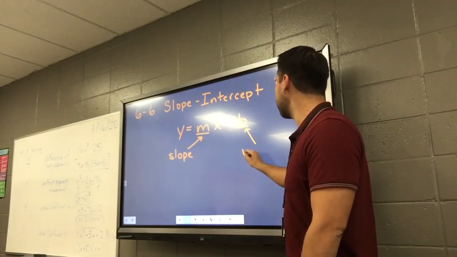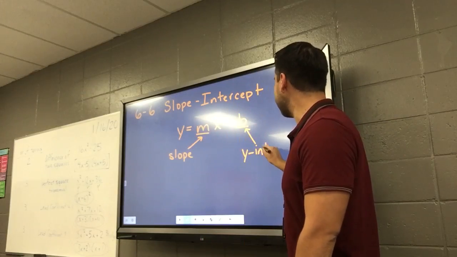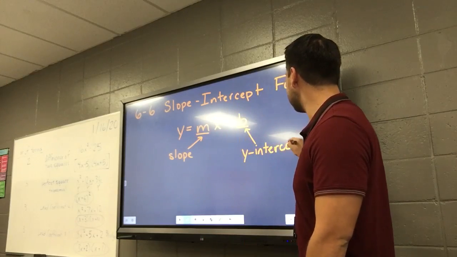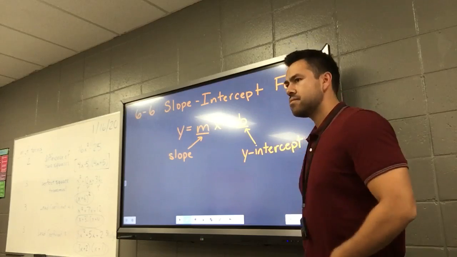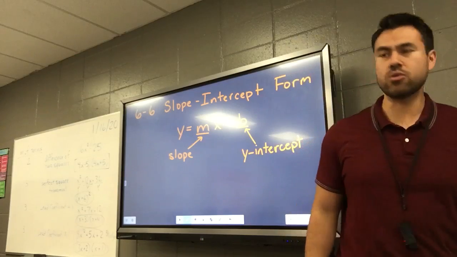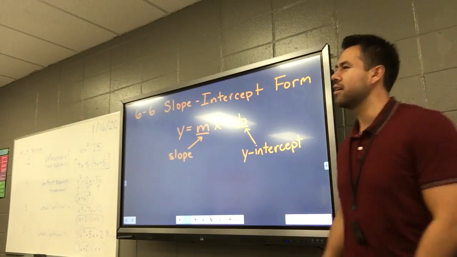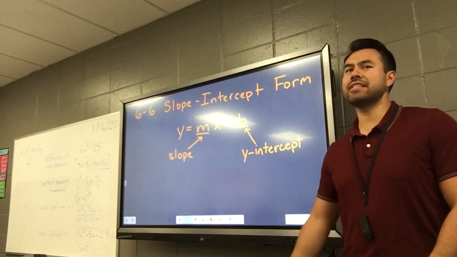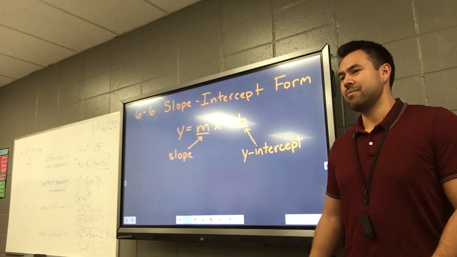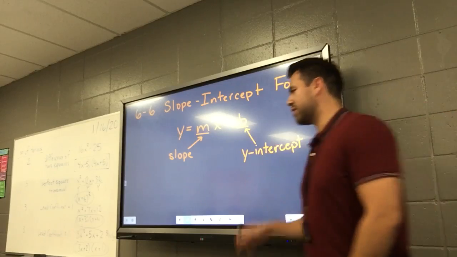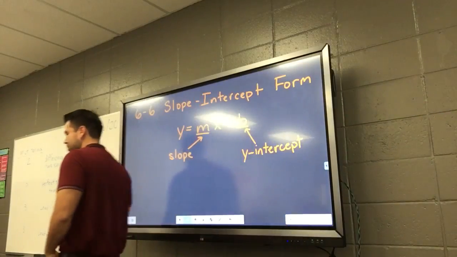But the special one is the y-intercept, the y-intercept form. Slope-intercept includes a y-intercept. Why is the y so important? Because it makes my graph easier. Makes the graph easier to do, or I could say create the graph a lot more easily.